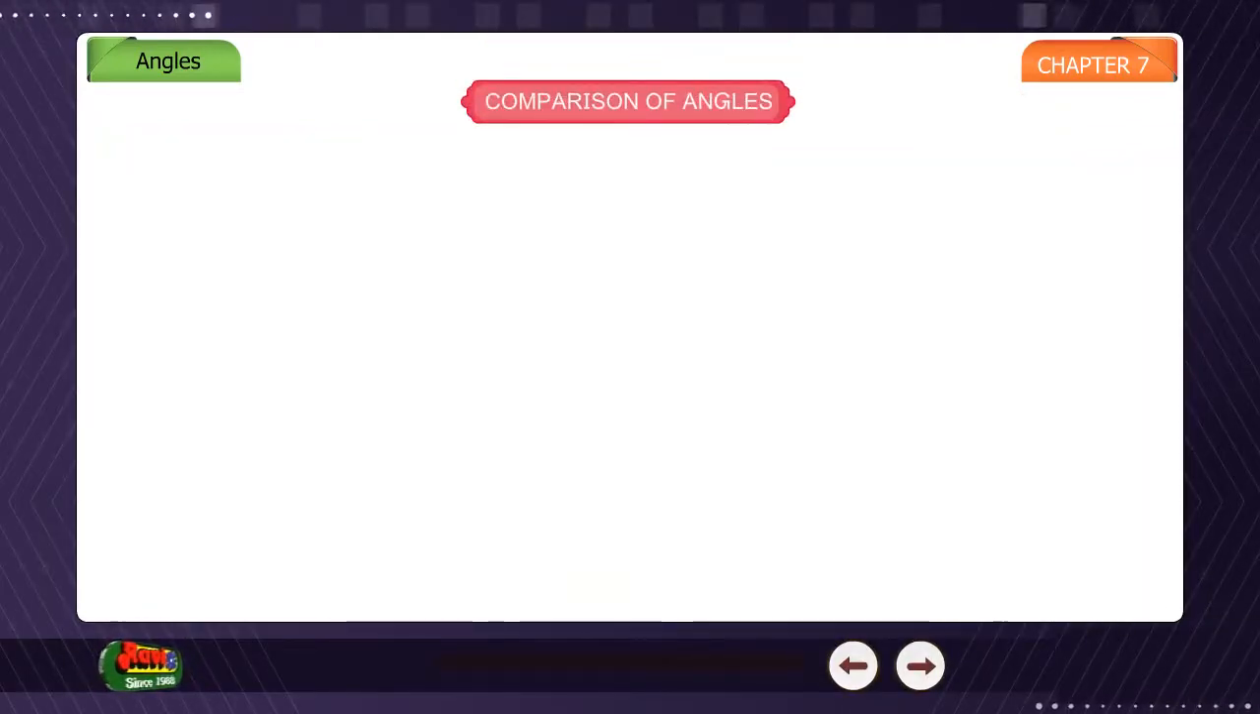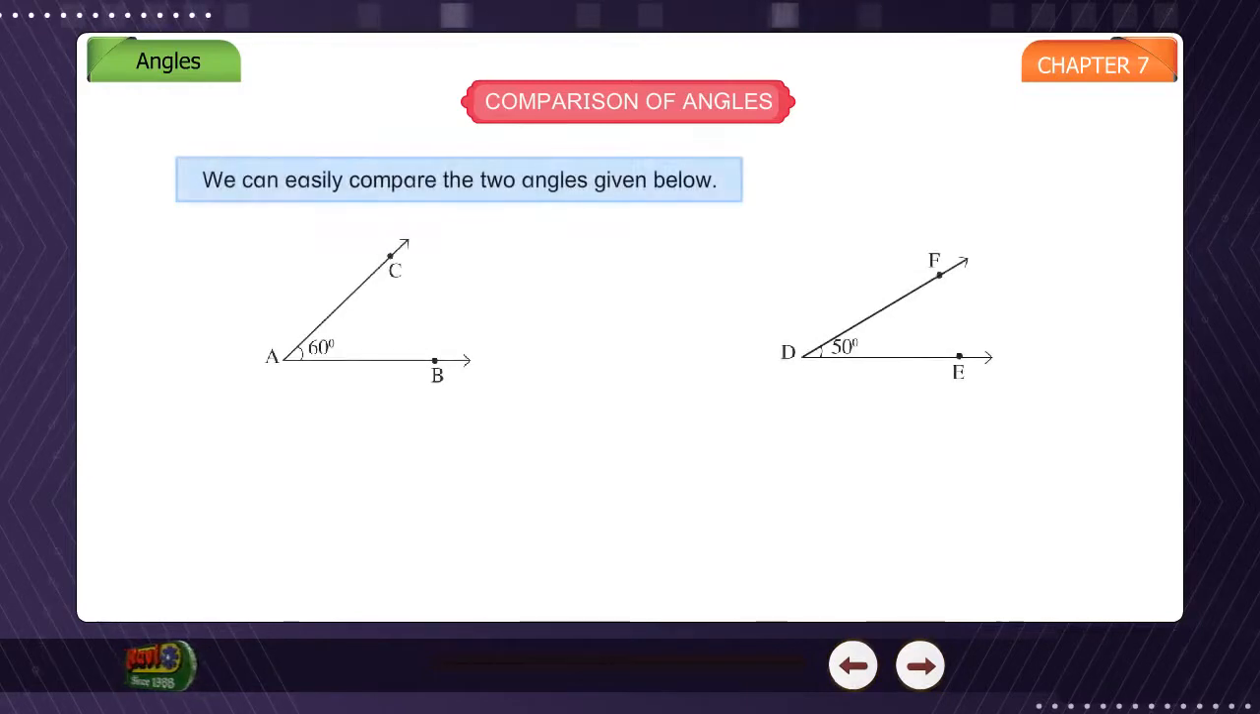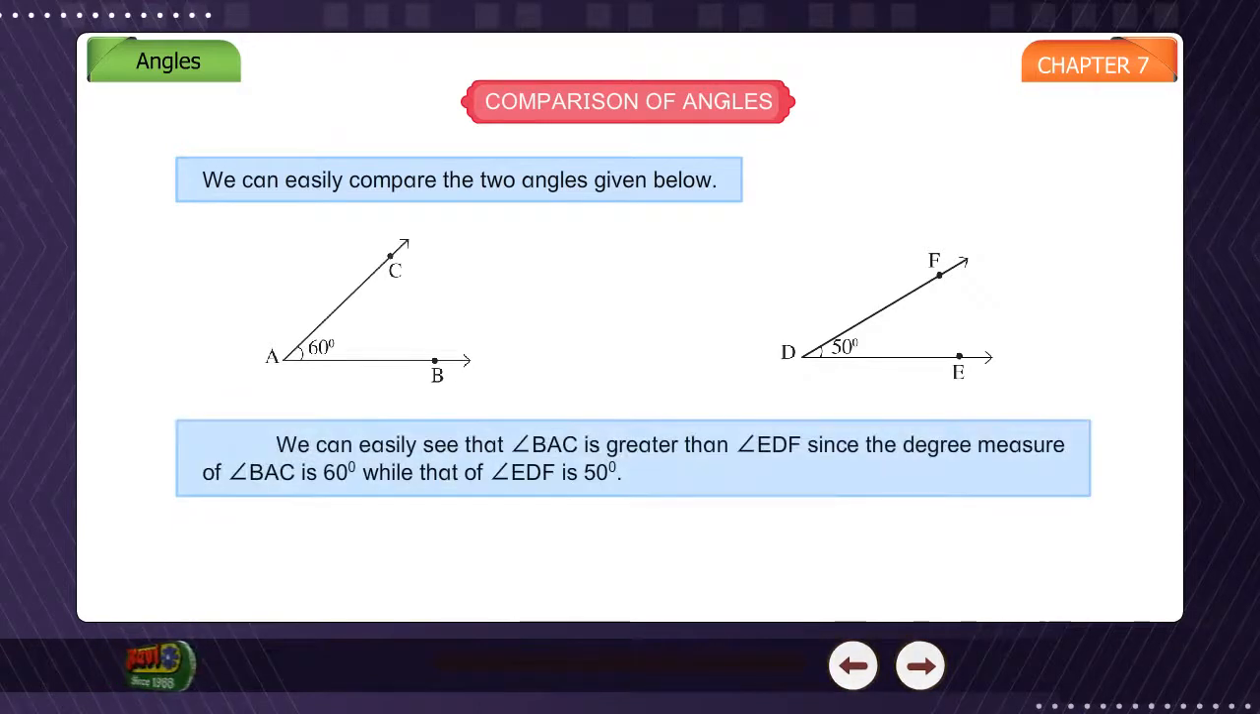Comparison of angles. We can easily compare the two angles given below. We can easily see that angle BAC is greater than angle EDF, since the degree measure of angle BAC is 60 degrees, while that of angle EDF is 50 degrees.